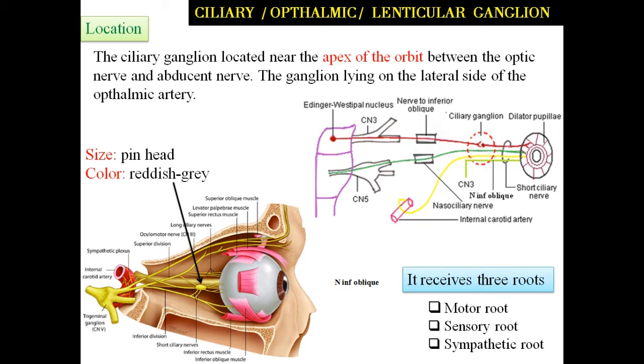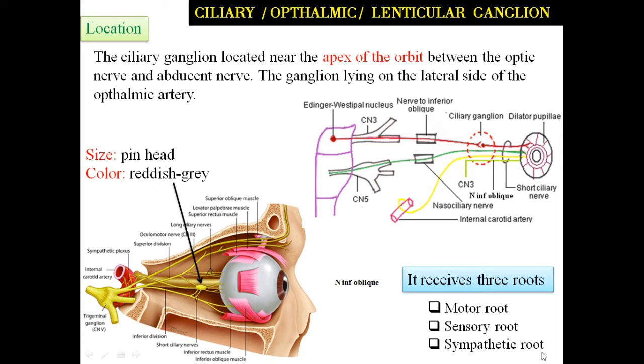So let us see the ciliary ganglion and give the different names. Topographically it's connected to the ciliary nerves, a branch of the ophthalmic nerve, and functionally related to the oculomotor nerve. You can see that here is a small pinhead, reddish grey in color, which is located in between the optic nerve and the lateral rectus abducens nerve.